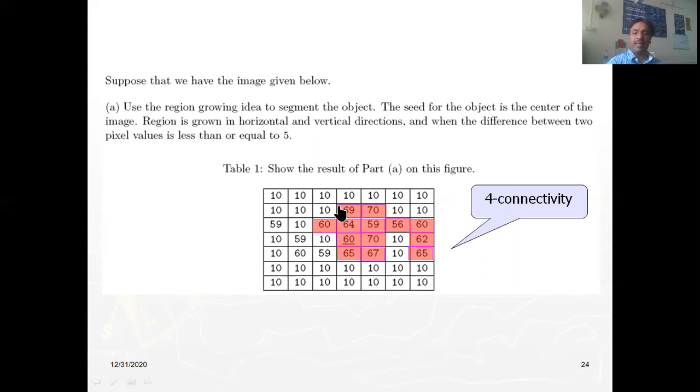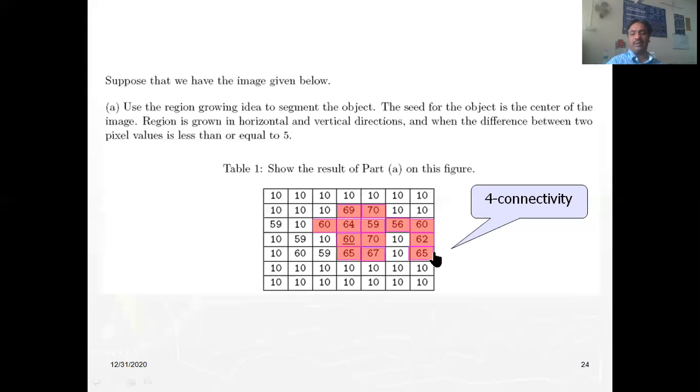Then similarly, you have to carry out this process for all other pixels. From this 64, if you take it as a seed pixel, you can add 60, then you can add 69 and so on. With 69, you can consider 70, right? 70 can be added with 69. Like that, you have to continue the process. For 59, we get 56. For 56, we get 60 because the difference is less than or equal to 5. From this point 60, we can add 62. For 62, we can add 65.